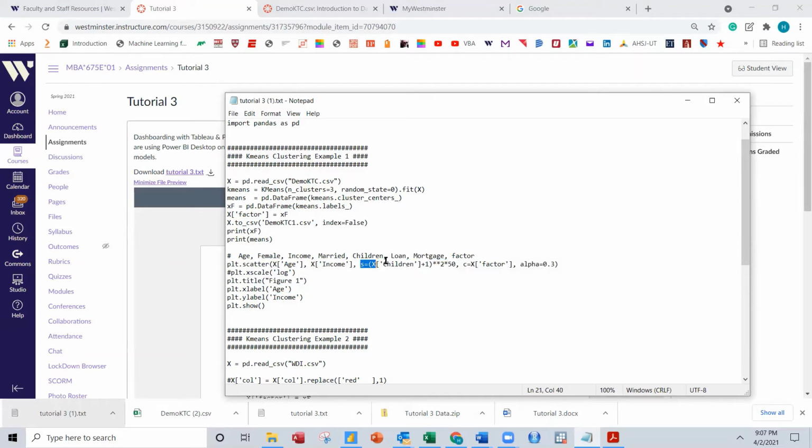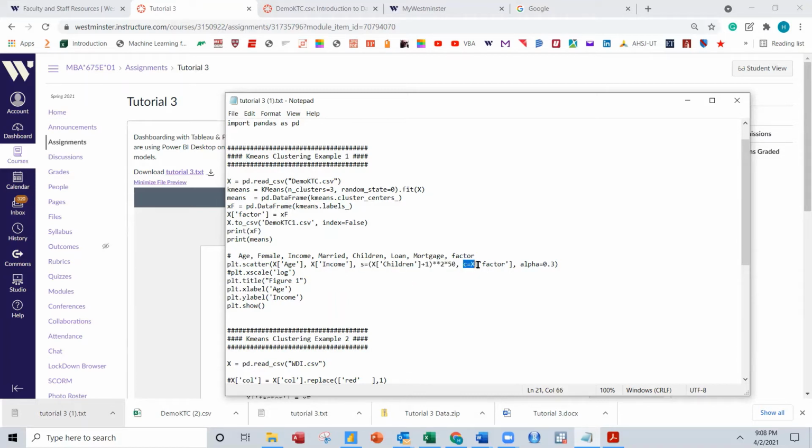Well, why did I add 1 to children? Why did I add 1 to children there? The standard deviation. Well, there's 0 children possible, right? So that size of that dot would be 0. And then I squared each of those, and then I divided by 50. Why am I doing all that? I'm overexaggerating on number of children to see an interesting story, right?